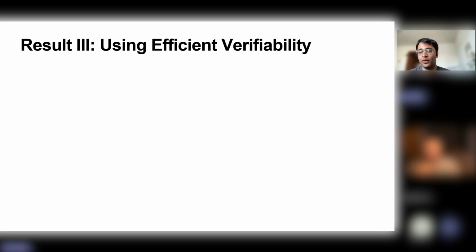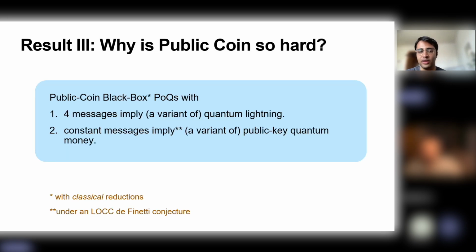Now I'll come to our final results. And here we do actually use the efficiency of the verifier in an interesting way. What we are trying to answer here is the question of why is public coin proof of quantumness so hard to get? In fact, the only construction of public coin proof of quantumness, and it's public coin asterisk, not exactly public coin, the only construction we know comes from one-shot signatures.